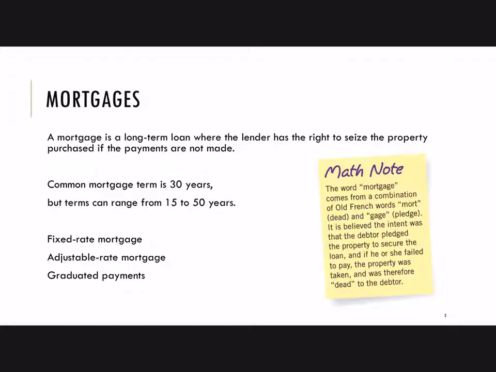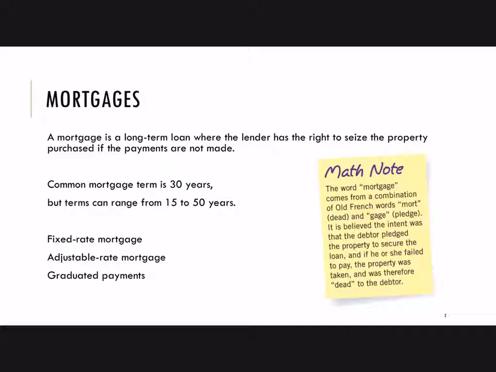A mortgage is a long-term loan where the lender has the right to seize the property purchased if the payments are not made. So if a mortgage is secured through a bank, then if the payments are not made on that mortgage, the bank would then seize and own the home that the mortgage was on.